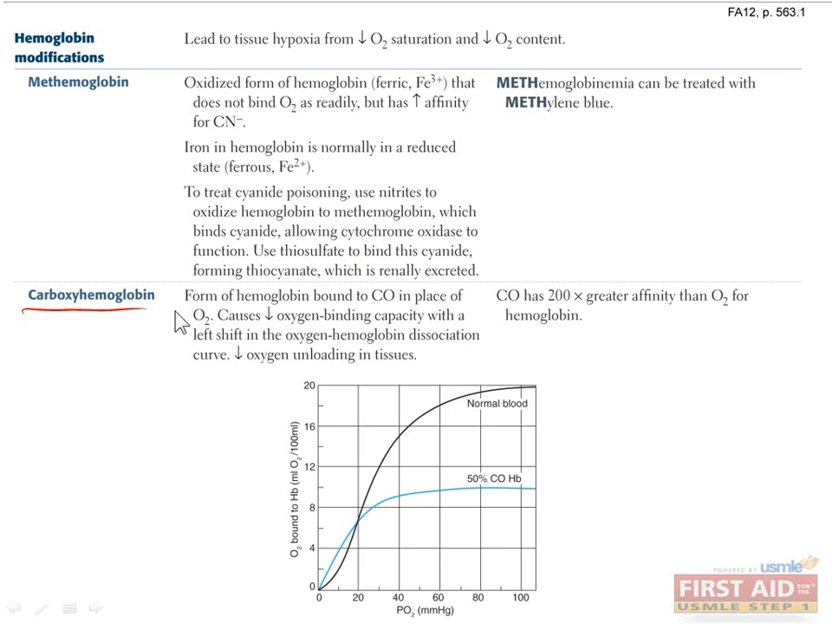Carboxyhemoglobin is typically caused by carbon monoxide poisoning, where hemoglobin binds to carbon monoxide rather than to oxygen. In fact, carbon monoxide has almost 200 times greater affinity for hemoglobin than does oxygen. Carbon monoxide binding means that there is less hemoglobin available for oxygen transport, as you can see in this graph. On top of this, there is a left shift, you can see over here slightly, in the oxygen hemoglobin dissociation curve, which means less oxygen offloading in the tissues.